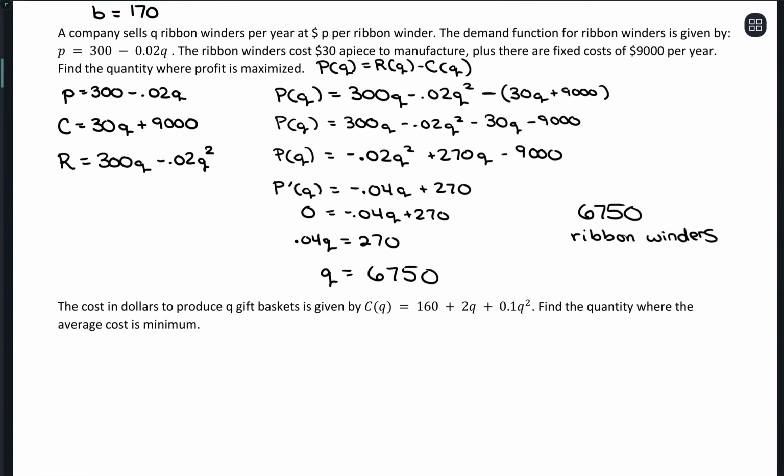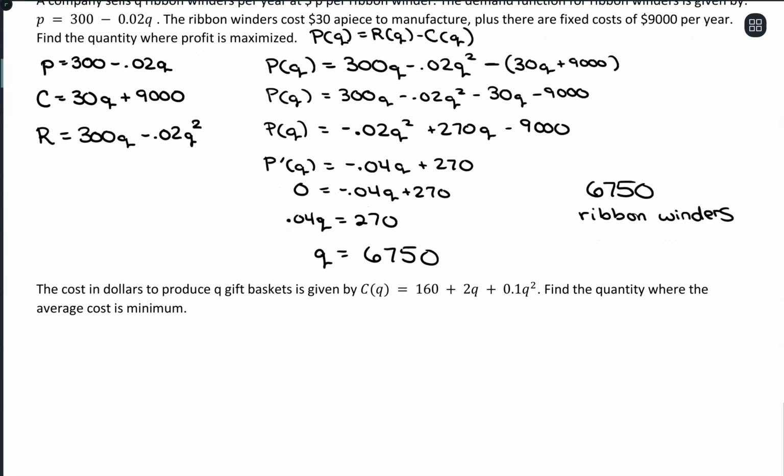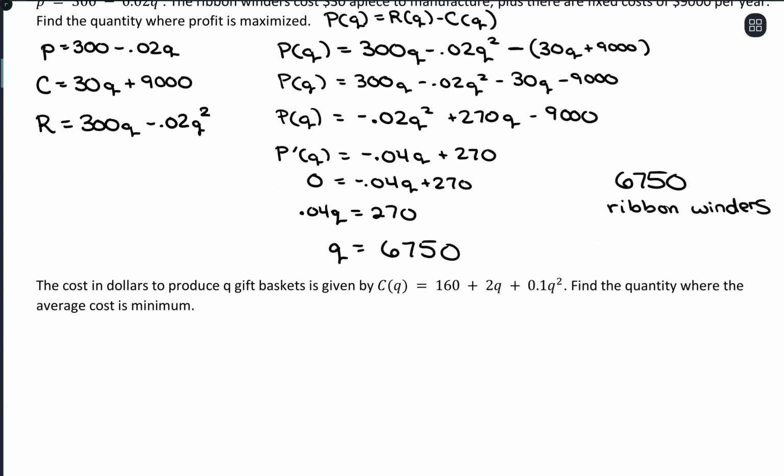Okay, last one here. So we have the cost in dollars to produce Q gift baskets is given by C of Q equals 160 plus 2Q plus 0.1 Q squared. Find the quantity where the average cost is minimum. Okay, average cost.